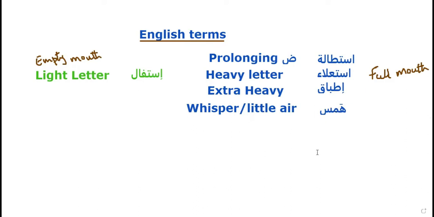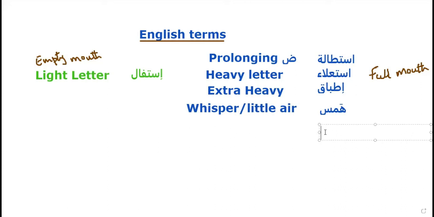Okay, so as you correct the mistakes of the student, you're going to have to use both Arabic and English. So say it has the quality of hams, which means you have to use a little bit of air when you pronounce this letter. Next.